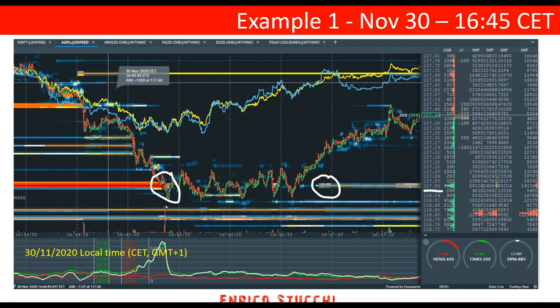Okay, look at this. How many? This is 1 minute and a half, so not a long period. Okay, absorption, incertitude, liquidity freshly added, and the price goes up.